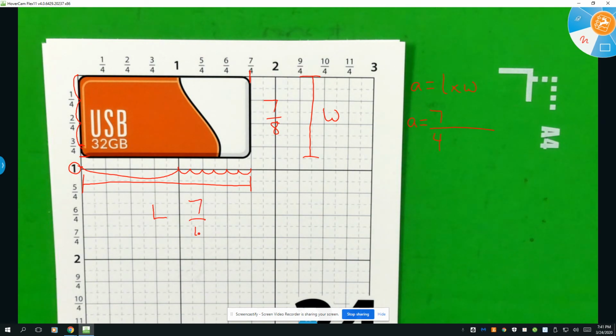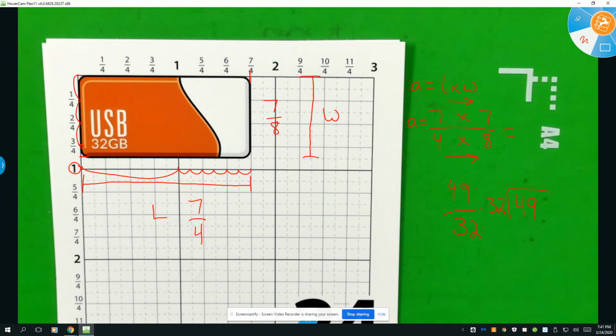So now I've got 7/4 times 7/8. Now, really simple. Area equals length times width. I'm going to multiply numerator times numerator, denominator times denominator. That's going to give me 49/32. Okay, now if I do this as fractions, as division, this means 49 right here divided by 32. So here's 49, dividing it by 32.